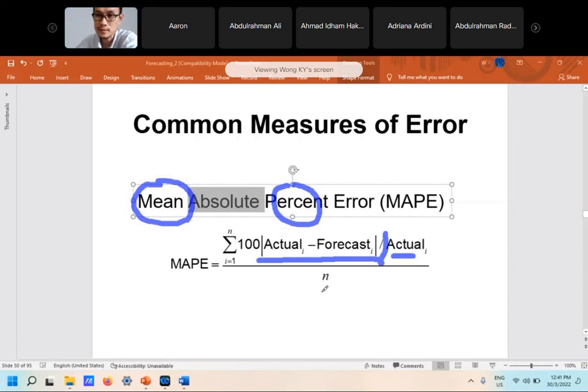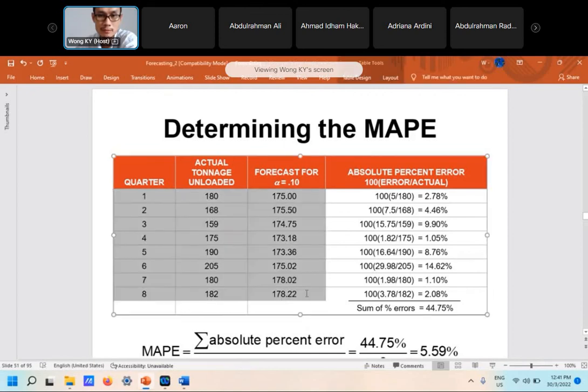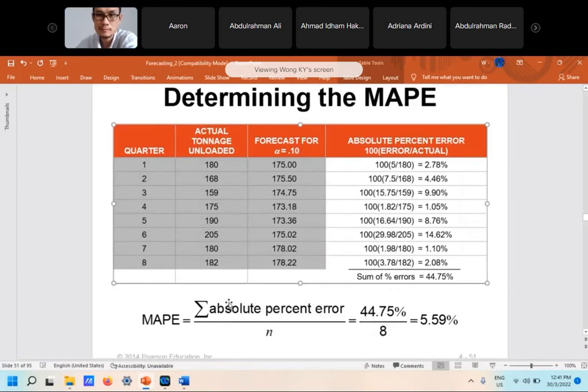Okay? So example, same set of data. We only show you alpha equals to 0.1. So how do we calculate MAPE? First, calculate the absolute error. 180 minus 175, you get 5. But you have to convert it into percentage. How to convert it into percentage? You have to divide back by the actual value, which is 180, and then times 100. So this will turn it into percentage.